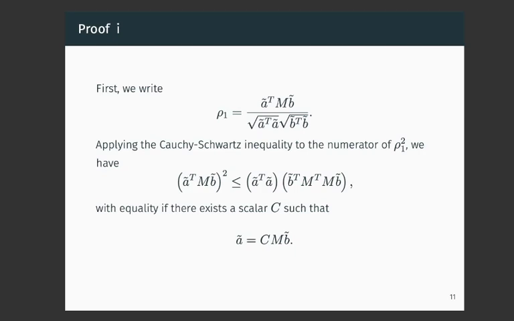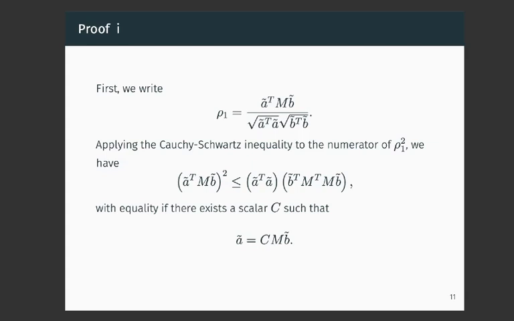So let's prove this result. First, we'll write rho 1 as this ratio that we're trying to maximize: A tilde transpose M times B tilde over the square root of the inner products of A tilde and B tilde with themselves. The first thing we do is apply the Cauchy-Schwarz inequality to the numerator.